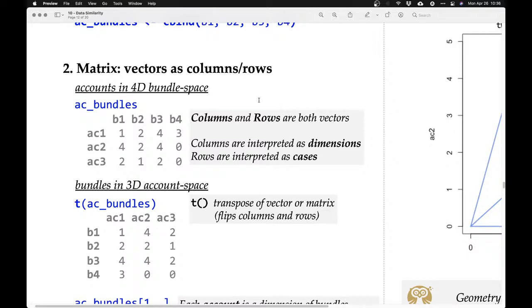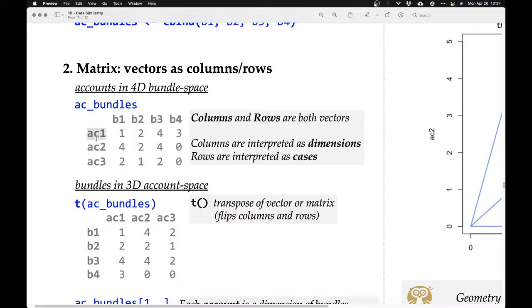So in the case of the original AC bundles that I made, here the rows were accounts and the columns were bundles, all right? How do we interpret this? We can think of the rows as the cases we're interested in. And by cases, I mean the people or places or things that we're interested in, okay? And here the bundles are the dimensions in which these accounts exist, all right?